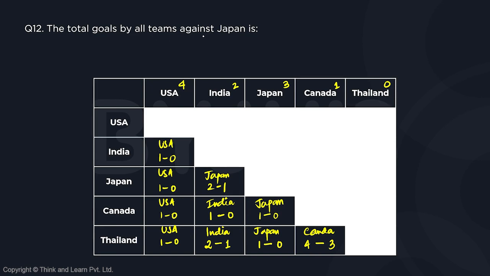Question number 12. The total goals by all teams against Japan is, so against Japan we have 1 goal, 2, and then none and none. So total 2 goals were scored by all teams against Japan. It's a TITA question, so we have to type in 2.